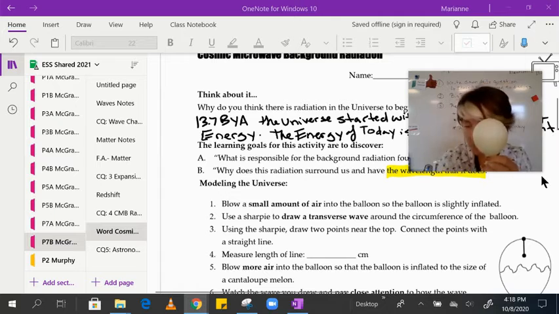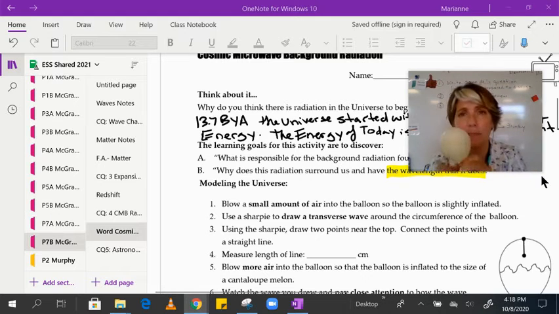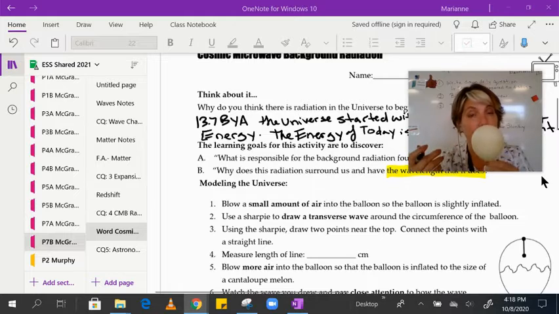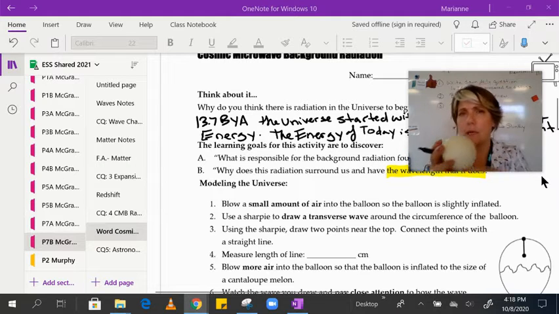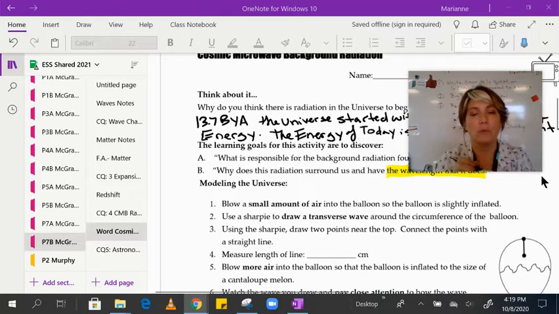So this is a model, and in science we use models all the time in order to help make something more understandable. If it is a large object like the universe, I can't bring the universe into this room. And so we use models a lot in science to gain a better understanding of the world and the universe around us. So now what I'm going to do in my baby universe is put a transverse wave all the way around the circumference of my universe.